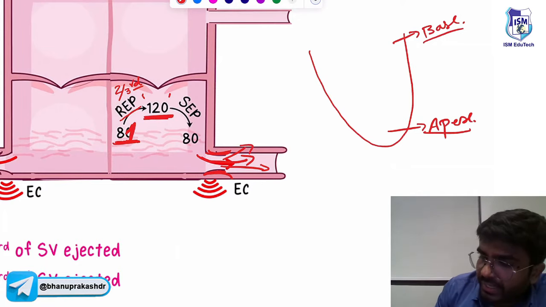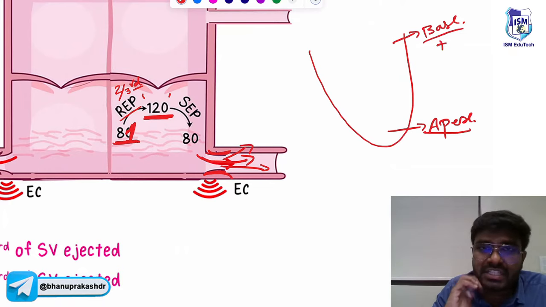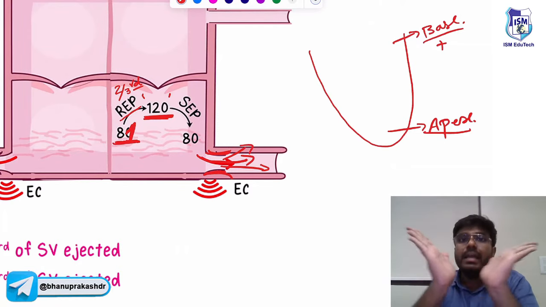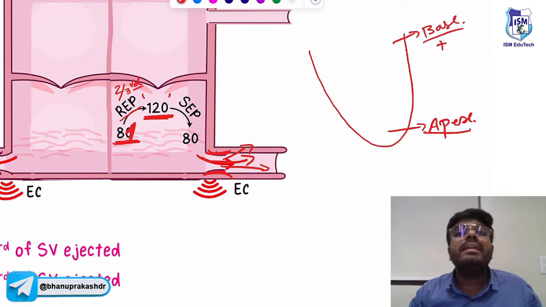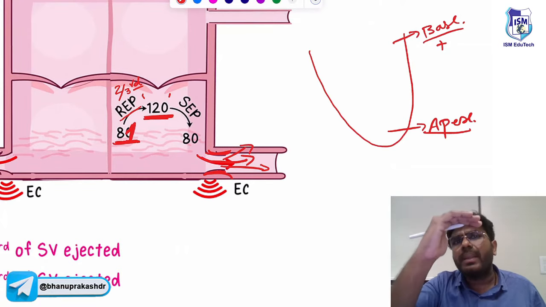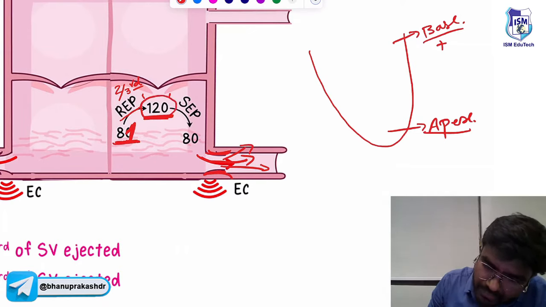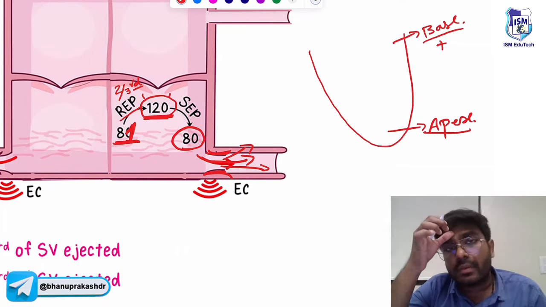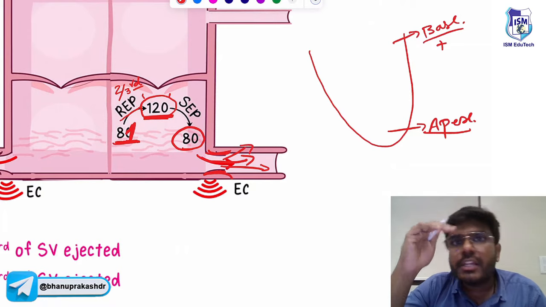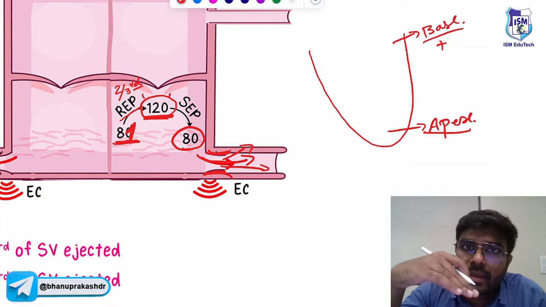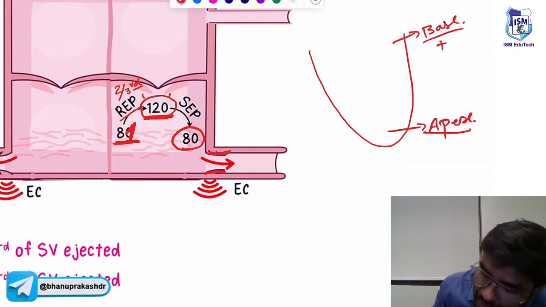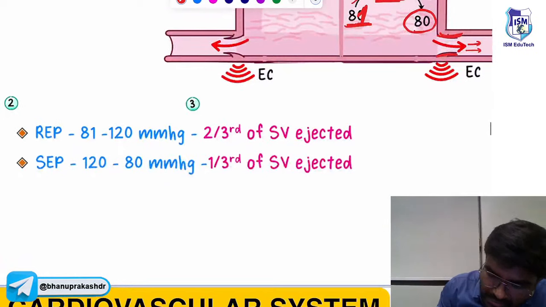After the apical contraction, now the base of the heart is going to contract. The heart is still contracting, but the base is contracting. Apex contracted, now the base is getting contracted. During the basal contraction, the pressure is going to come down. From 120, the pressure will come down to 80. Understood? So, the amount of blood that's getting ejected will also be less. That's why it's called the slow ejection phase.